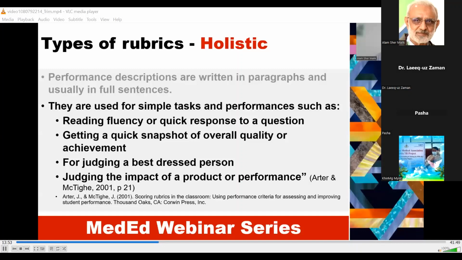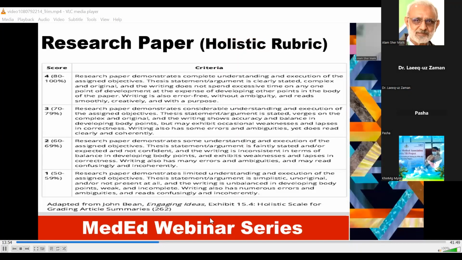Here is an example of a holistic rubric where the scores are given in the rows and the criteria are given in the columns, and all the criteria are given in one paragraph and only one score is given for that.